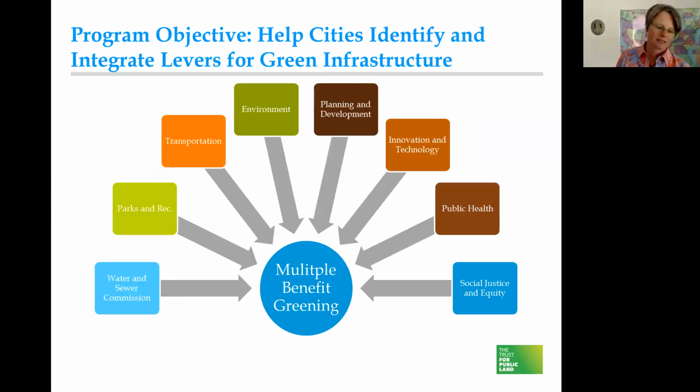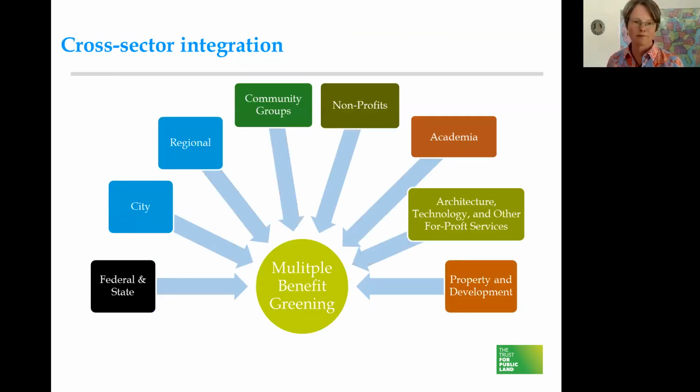So our program objective is to help cities identify and integrate levers for green infrastructure. So you can see here, we're really focused on the multi-benefits of green infrastructure, and bringing all of the different agencies within the city into this process. We want to make sure that every park or green infrastructure feature we create leverages the city and the taxpayer dollars by meeting as many co-benefits as possible, and that every agency is at the table and can use the platform in their daily planning work.